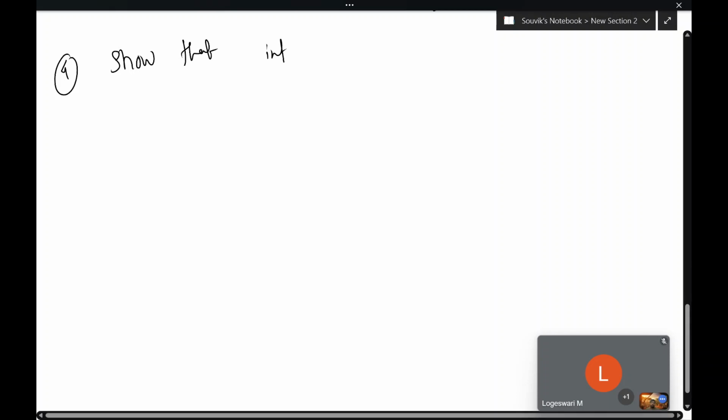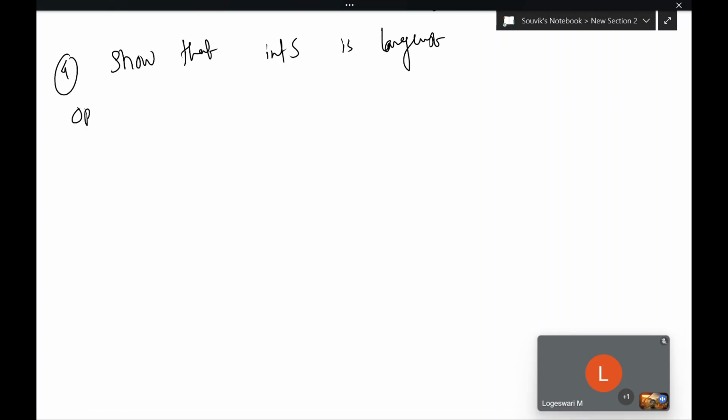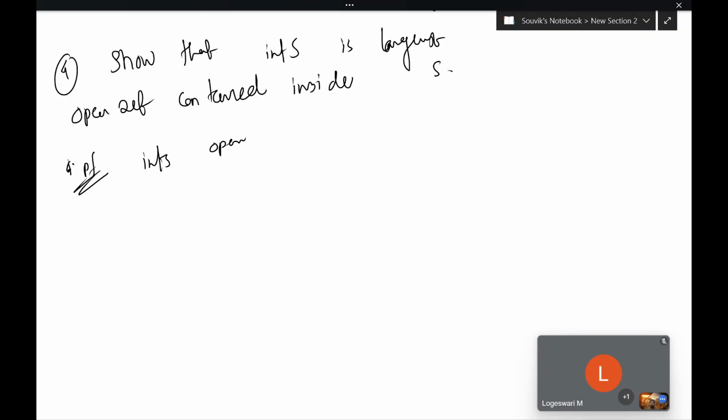Show that the interior of S is the largest open set contained inside S. So this means what? Interior is the largest open set contained inside S. First of all, interior S is an open set. So first observe the interior S is an open set. Now in addition it is the largest open set.